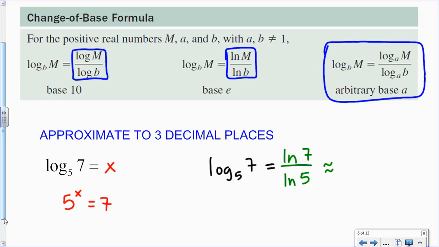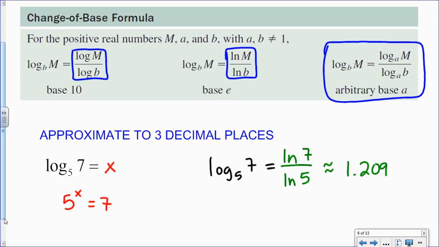I could use natural log or common log, which is log base 10. I chose one of those because those are the buttons I have on my calculator. Okay, so natural log of 7 divided by natural log of 5. I got, let's just go 3 decimal places, 1.209. Does that answer make sense? Well, we said the number should be between 1 and 2. Probably closer to 1, since 7 is closer to 5 than 25.